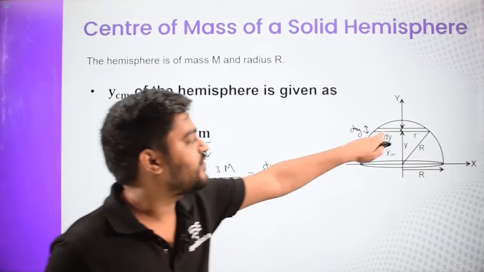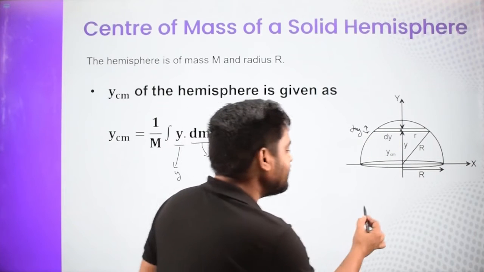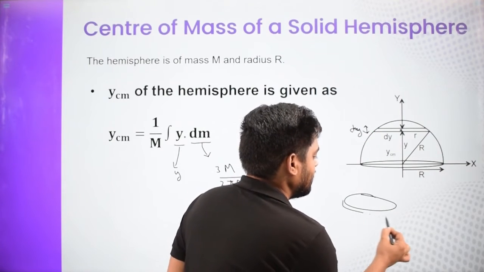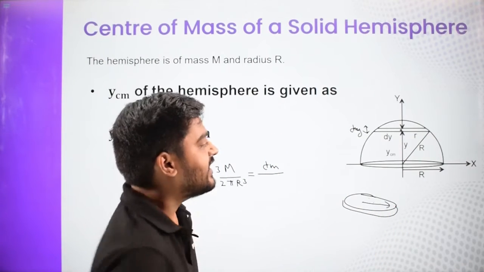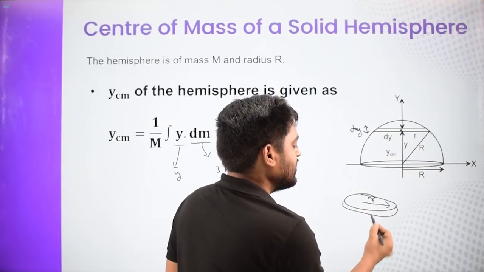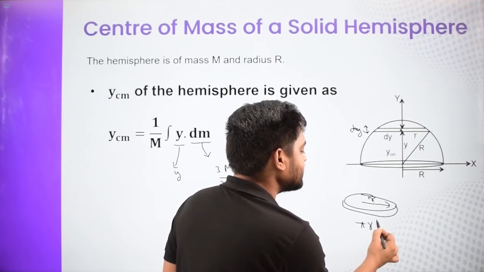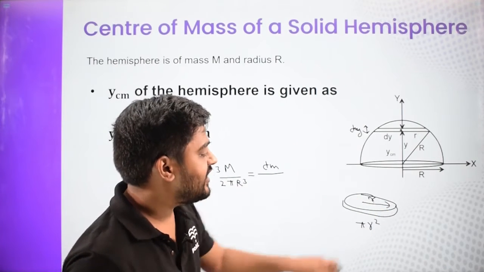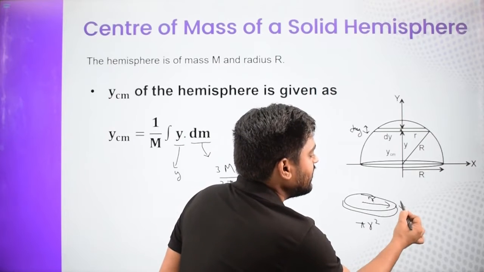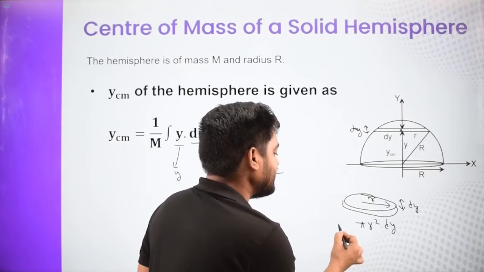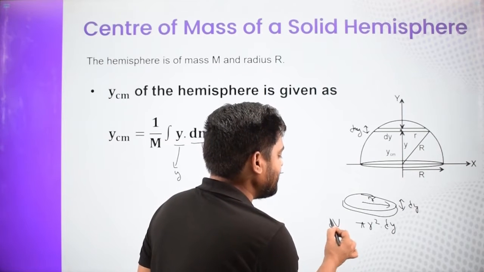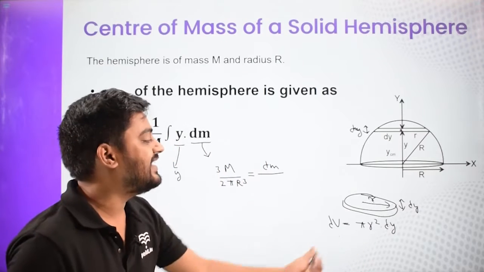So how do you find the volume of this disc? The volume of this disc is going to be the area times the width. So what is the radius? Here the radius is, let's say, r. So the area is pi r square, into width. What is the width? Width is dy. So that is going to be our volume. To be precise, the small volume, I am calling it dv.